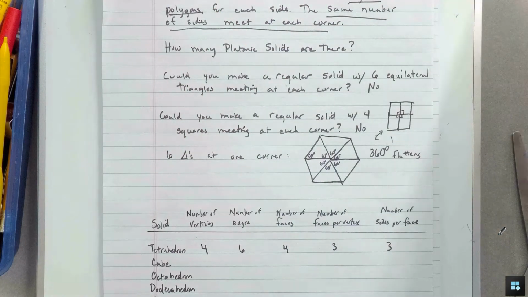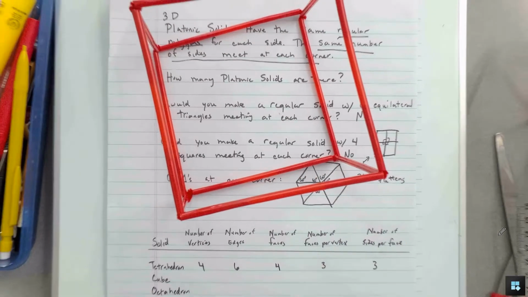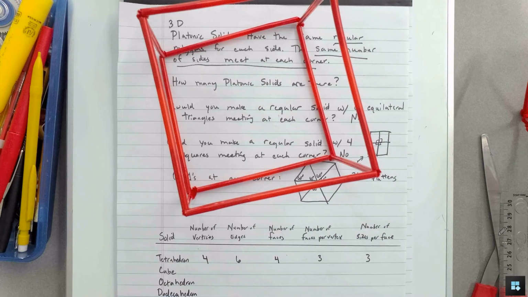Next, we're on the cube. So, how many vertices does the cube have? Are we on Maggie or Abby? I think Maggie. Okay. How many vertices? Eight. Okay. And how many edges? 12. Good. And did you get time to get this filled in at all? No. Not yet. Faces should be six. Right? Six. And then, okay, Haley? Three faces per vertex. Good. And number of sides per face? Four. All right.